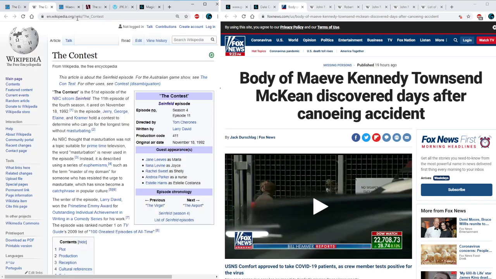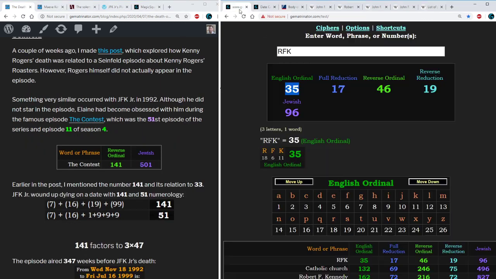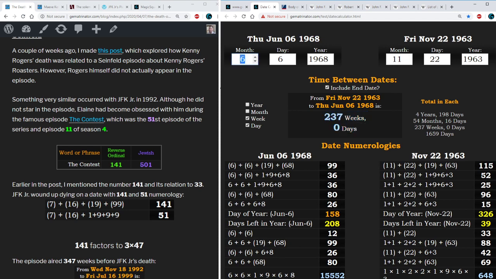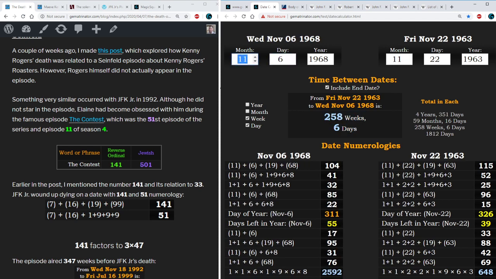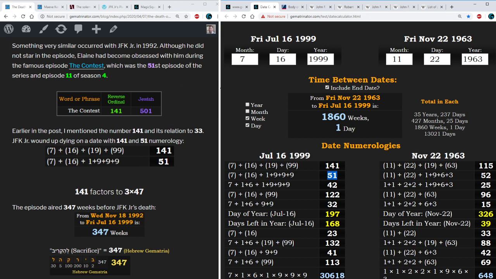It was called The Contest, one of the most famous Seinfeld episodes. And I got really tripped out when I looked at the numerology of that episode. Notice how The Contest has Gematria of 141 and 501. Well, the date that JFK Jr. died had numerology of 141 and 51.